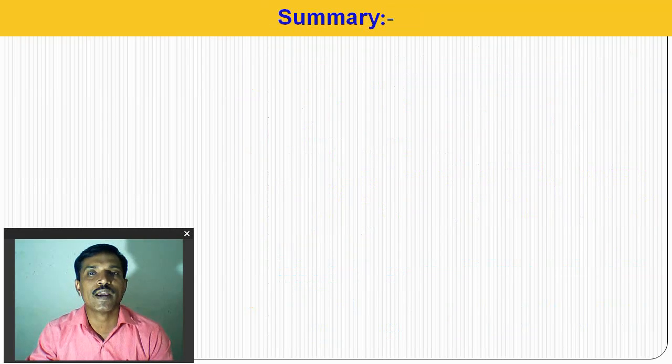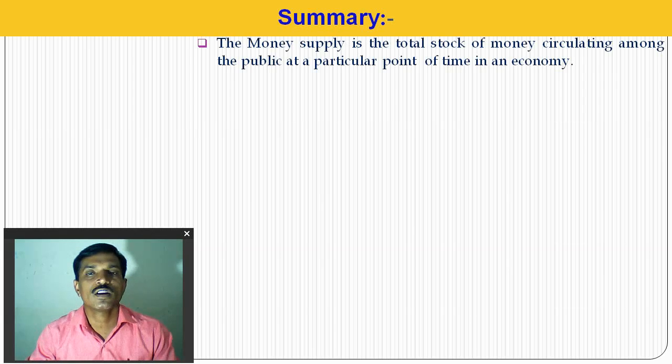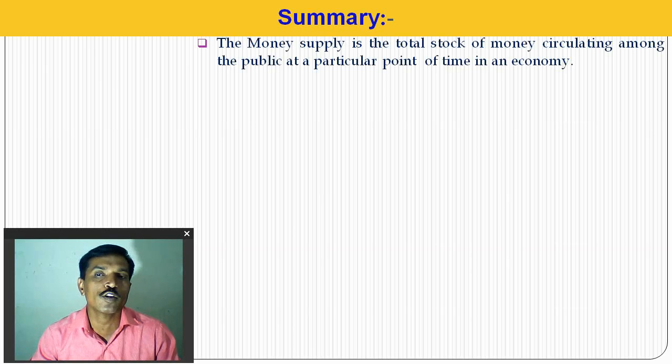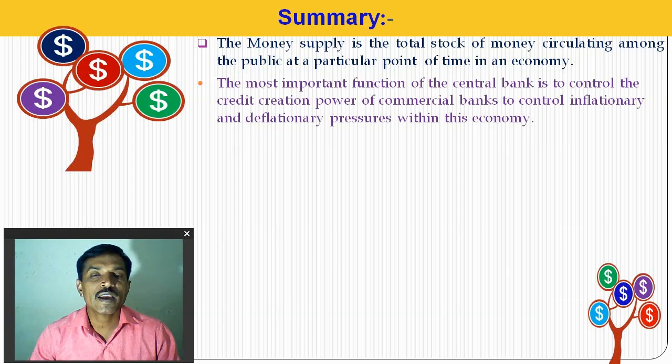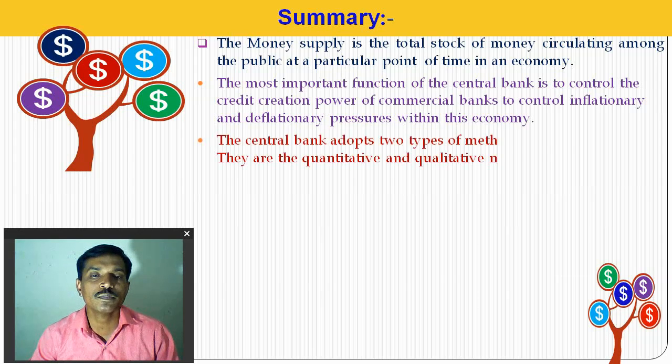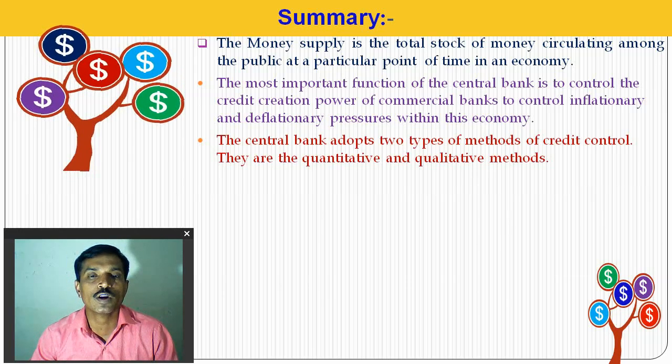So, the summary of this lecture, what we learned here: money supply is the total stock of money in circulation among the public at a particular point of time in an economy. The most important function of the central bank is credit control, to control inflation and deflation and create a stable situation in the economy. The central bank adopts two methods of credit control, the quantitative and the qualitative methods.